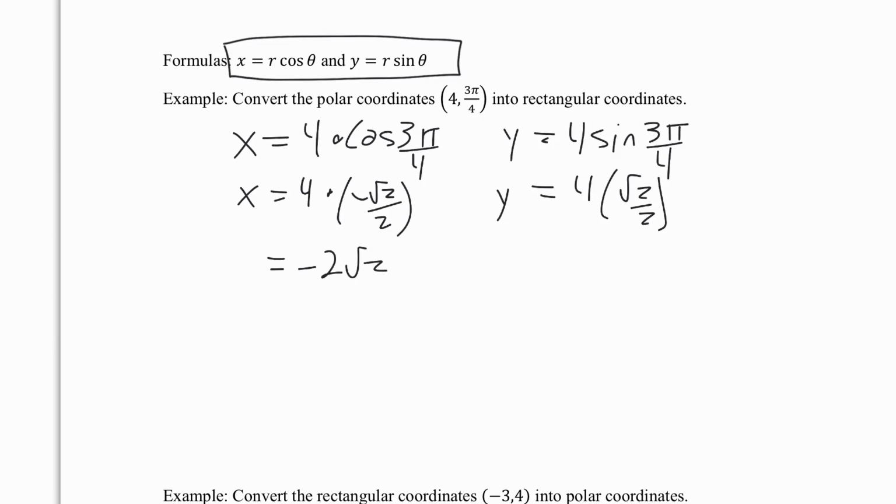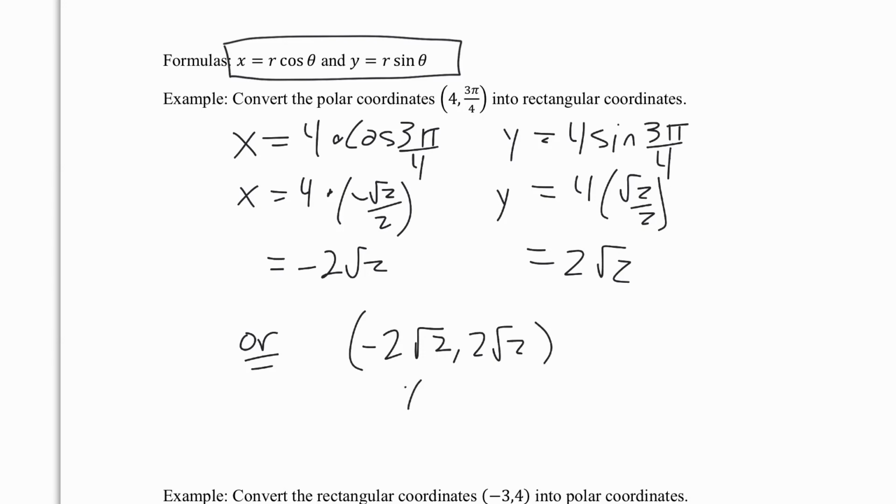And this will be 2 root 2. So if you wanted, you could write it like this: negative 2 root 2, comma, 2 root 2. But you should probably mention that this is rectangular, so that you don't get confused, because if this is polar and this is rectangular, you want to make sure that you know which is which.